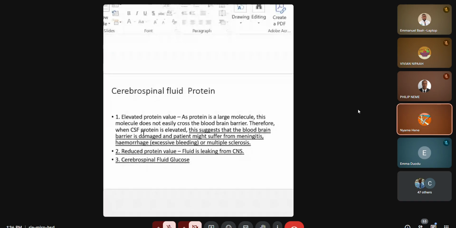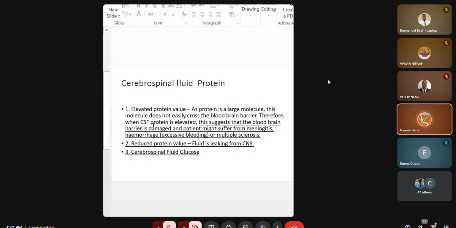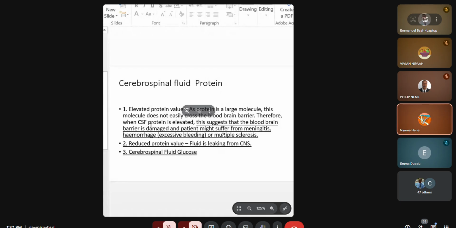So ideally, protein is a very large compound. It's a very large molecule. So ideally, protein shouldn't cross the blood-brain barrier. So if we start seeing protein there, then it means that there's a problem there. So this suggests that the blood-brain barrier is damaged, and patients might suffer from what? Meningitis, hemorrhage, that's excessive bleeding, or multiple sclerosis.